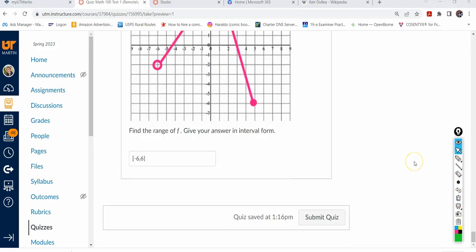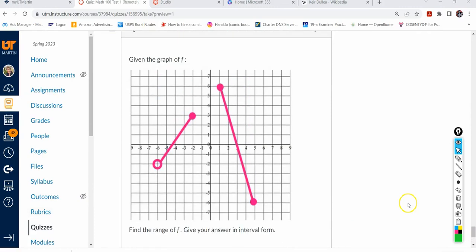Okay. All right, and that finishes off these last questions of part 2 of the test.